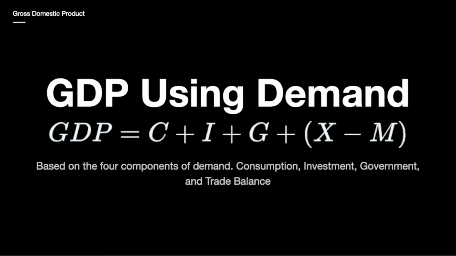GDP using demand. Based on the four components of demand, GDP can be measured as such. GDP is equal to consumption plus investment plus government expenditures plus the trade balance.